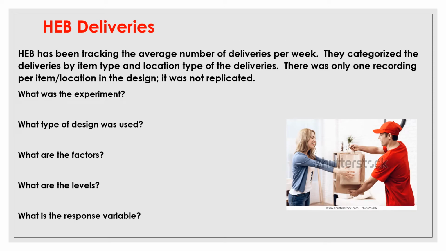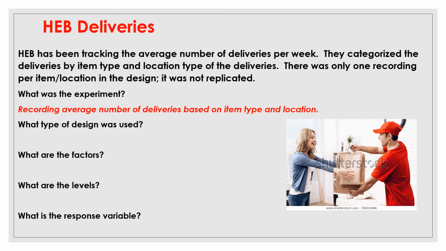This is my first example. HEB is tracking the average number of deliveries per week. They categorize their deliveries by item type and location. There was only one recording per item/location in the design, and it was not replicated. So the experiment would be defined as recording the average number of deliveries based on item type and location.